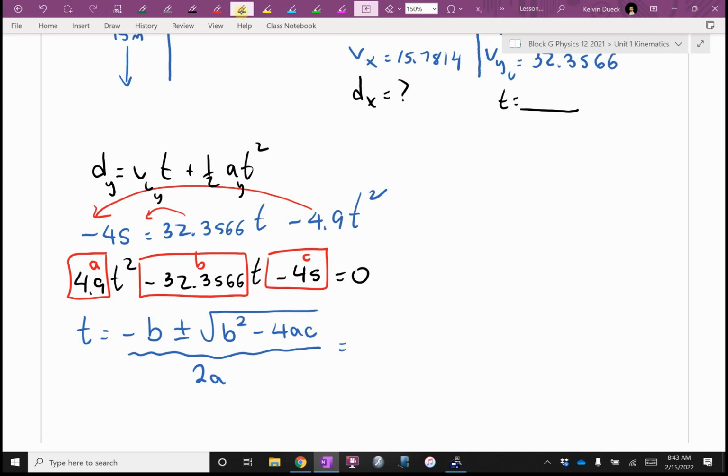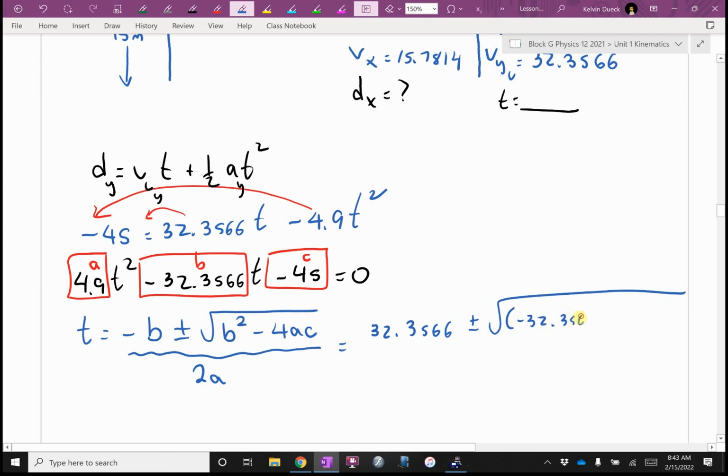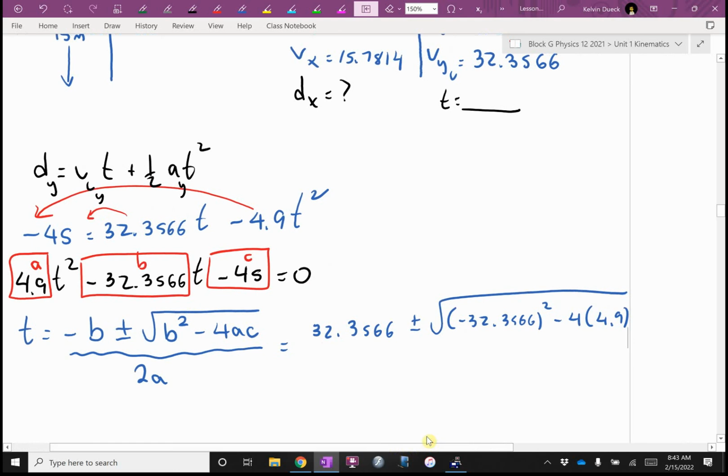Positive 32 point. So in my next line, it's going to be positive 32.3566 plus or minus the square root of negative 32.3566 squared minus 4 times A. Running out of room here, Mr. Dewick. Times C, negative 45, all over 2A. You know, 2 times 4.9 is 9.8, because that's where it came from.